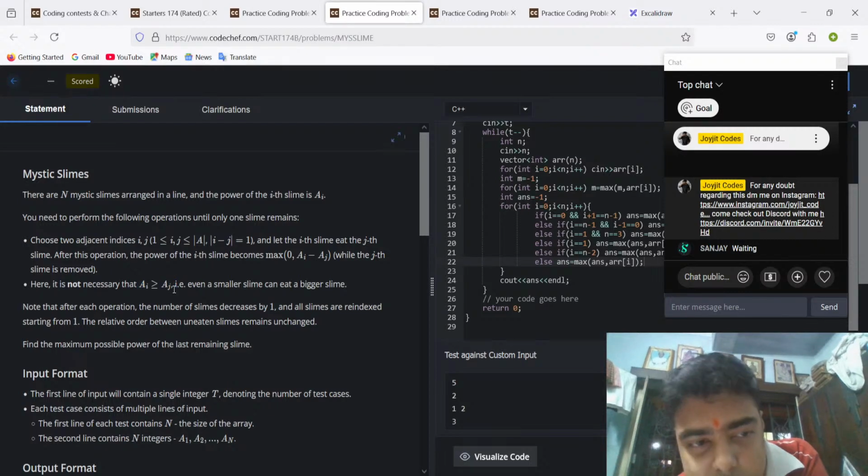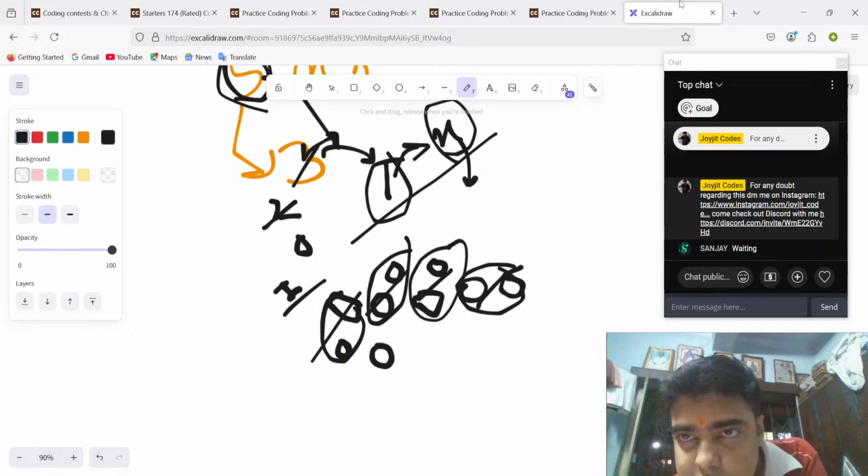Now since it is not necessary, if it is not so, then we are going to make the value 0, and if it is so, then we can keep the value as it is. That is what they basically mean. So let's understand what the problem is all about.